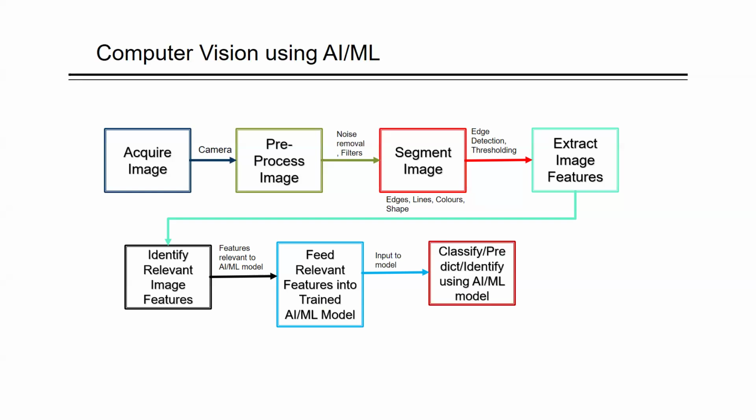Then this AI model will classify or predict or identify the image features based on what it has been trained on. This can be done using supervised or unsupervised learning. You can use artificial neural networks and different AI techniques. And then the final stage is getting the output from the AI or ML model, which is usually a label or a class that tells you, okay, the image you fed into the pipeline is an image of a ball, a cat, or a house. So this is the computer vision pipeline, generally using artificial intelligence and machine learning.